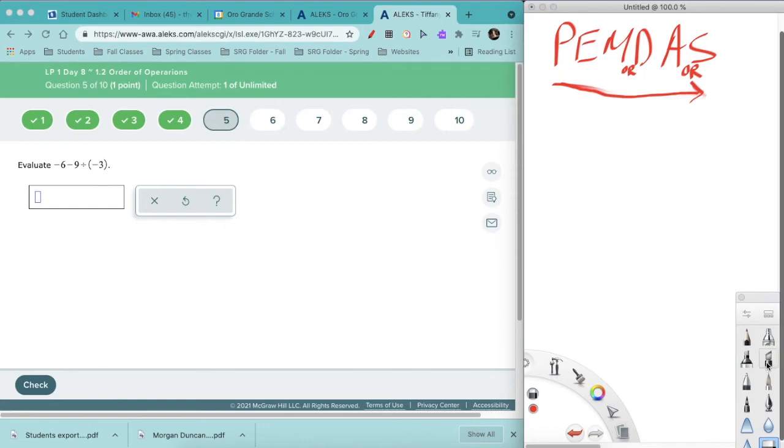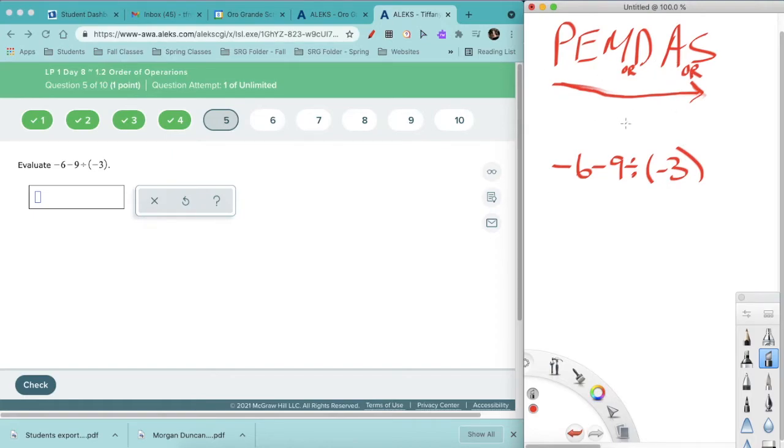Okay. So it says evaluate. Same thing. Evaluate, simplify. It really doesn't matter which word they use. It all means the same thing. What they're trying to do is be a little tricky with the negatives here because that tends to throw students off a bit with our negative numbers. So we're still going through the order of operations here.